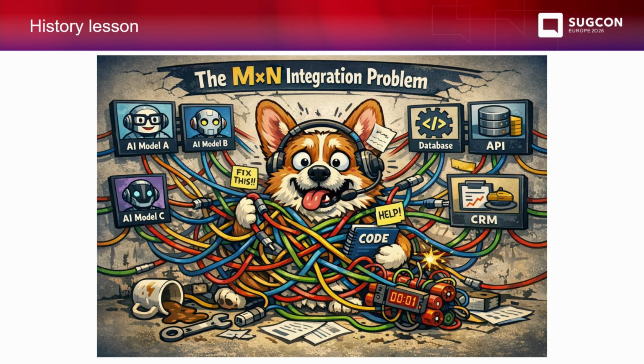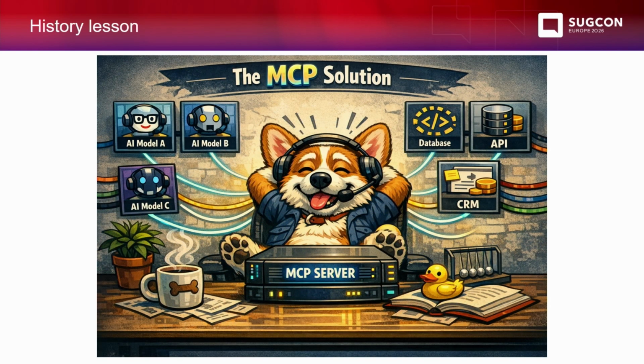It's called the M times N problem that we were facing. Every vendor needed to make a connection for their tool to work with AI, and every new tool needed a new connection and so on, which was a mess basically. So the MCP solution is to have a server in the middle, something that can connect the dots, and you don't need to make a bespoke connection between all systems. So that's the general idea with MCPs.